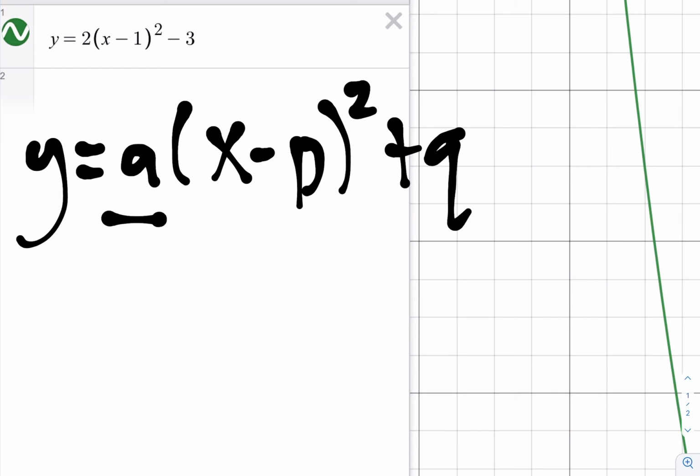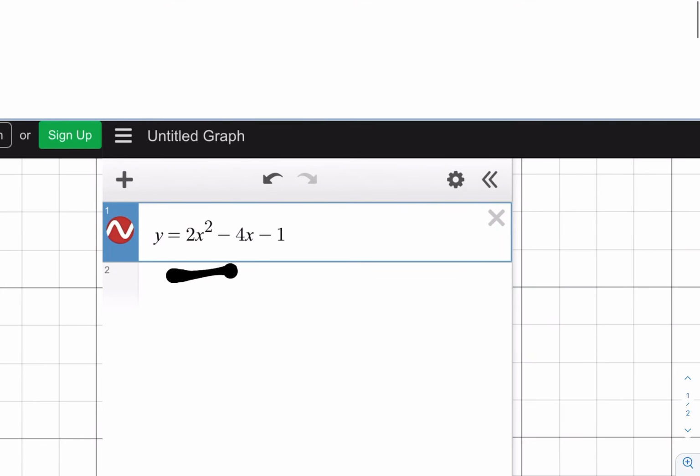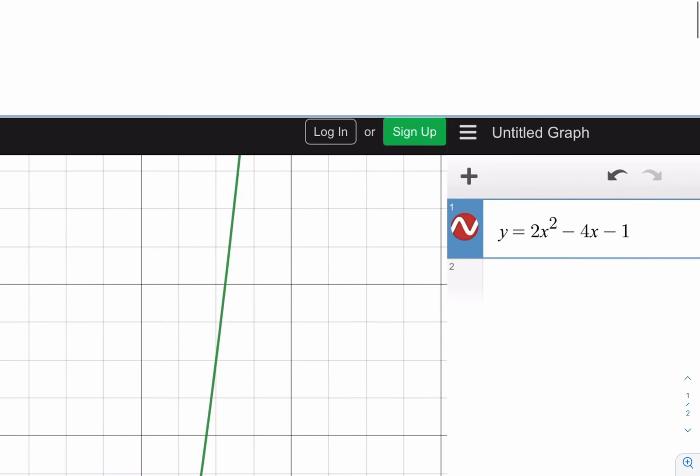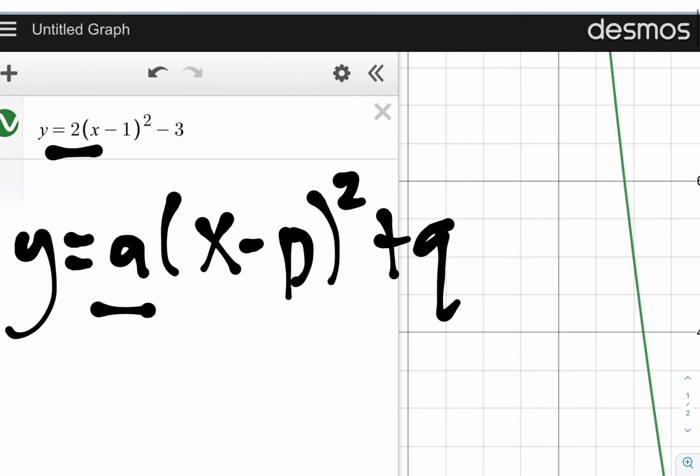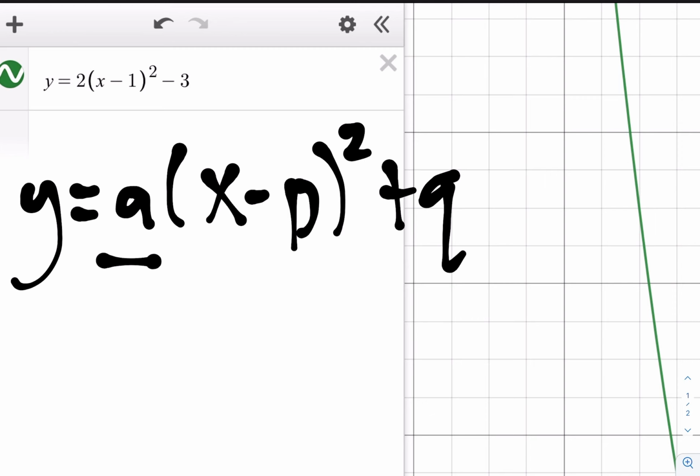So a in standard form and in vertex form is the exact same thing. It's the exact same value, right? It's 2 in this case. And in the other function, it was also 2. It just tells you that it's increasing twice as fast as a regular parabola x squared. So for every square you move over, it's going to be 2 times that change in x squared. Okay? So a is the same in that sense. p is going to be the x coordinate of your vertex, and q is going to be the y coordinate of your vertex.